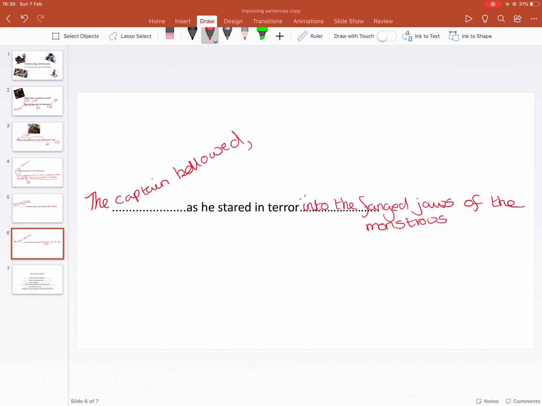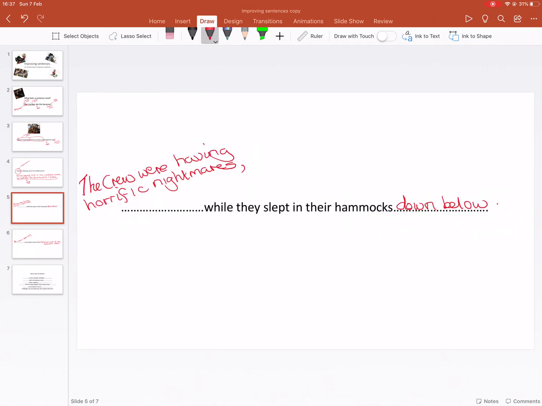The captain bellowed as he stared in terror into the fanged jaws of the monstrous beast. So that sounds okay as a sentence. I've filled my before, I've got my add-on before and after. So the captain bellowed as he stared in terror into the fanged jaws of the monstrous beast. Okay, so we've done two now. We'll go back and have a look at the first one.